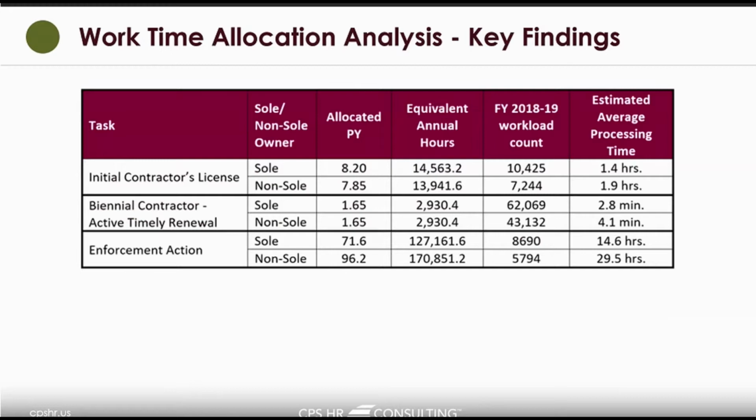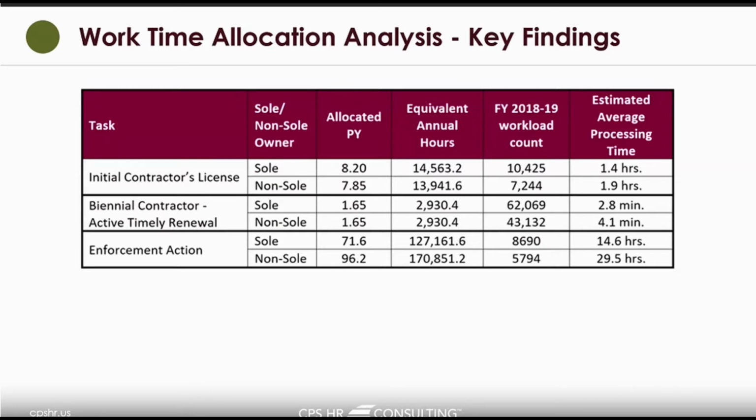So that removes time for vacation, leave, etc. So that 8.2 is the total out of everyone that was associated with the study in the Contractor State License Board, all employees. We're saying 8.2 full-time staff equivalent were associated with working on initial contractors licenses. Next column over, equivalent annual hours, 14,563, again, for the sole owners. That's the same thing as the 8.2 PY.